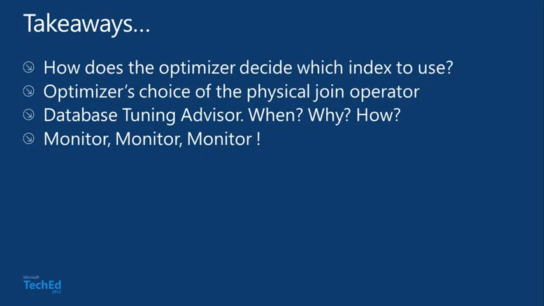So the takeaways, and I hope you have good takeaways with you when you're leaving this room. That is, how does the optimizer decide which index to use, right? The equality and the non-equality predicates, optimizer's choice of physical join operator, Database Tuning Advisor, good to use, but that's not the final decision maker. Please have your own learnings, a good way to start, but then follow your own learnings there. And yes, monitoring is the key, so please keep monitoring. Last but not the least, getting rid of redundant indexes.